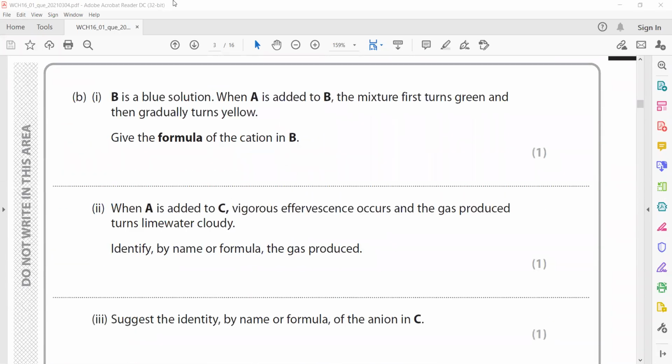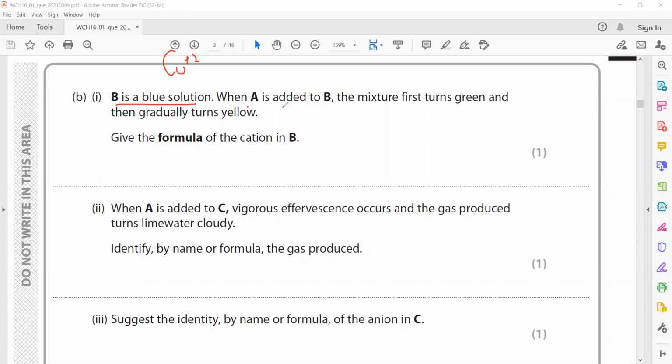B is a blue solution. When A is added to B, the solution first turns green and then gradually yellow. This blue solution gives you an idea that there is a copper ion. And why was it blue? Because it's a complex of copper, the aqua complex of copper. That's why it is blue.